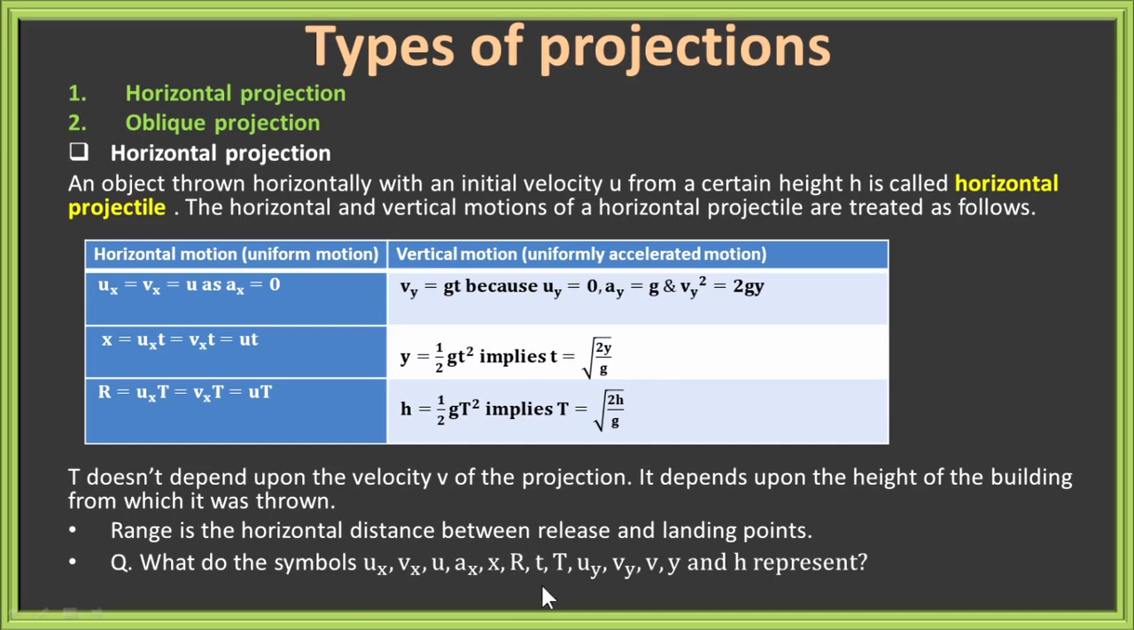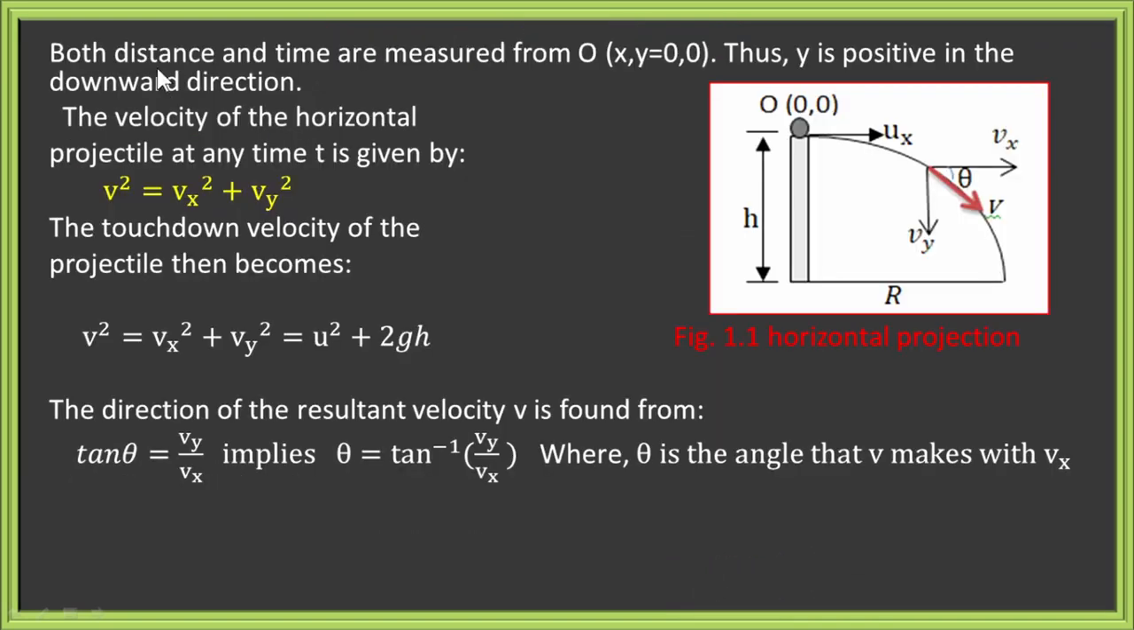T stands for time. Capital T stands for total time of flight. Uy stands for initial velocity in the y direction. Vy stands for vertical velocity in the y direction. V stands for resultant final velocity. Y stands for the vertical displacement at any time t, and h stands for the height from which the object is thrown. Both distance and time are measured from the origin x y.